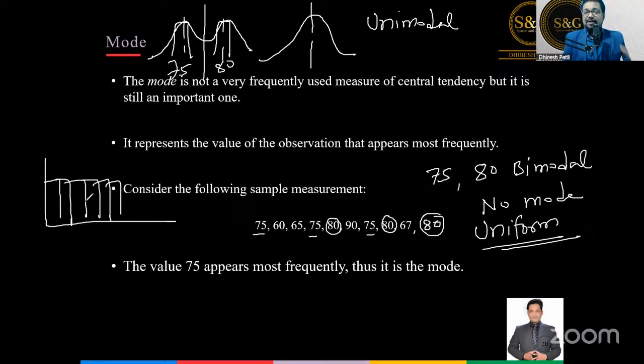All of them will have the same amount of frequency. A rectangle kind of shape will come. It is called uniform. This is also not the normal distribution. Clear, everybody? Is mode clear?